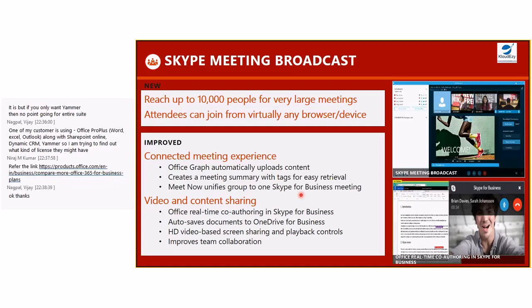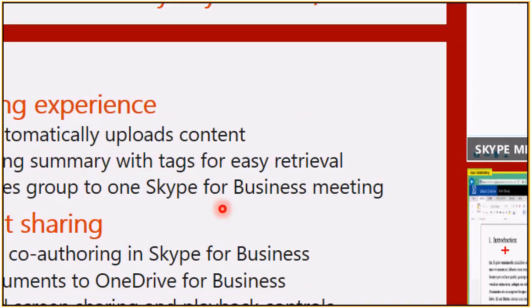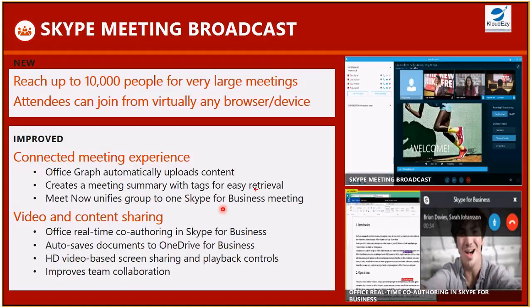I have shown some screenshots, if you can see these. This is a screenshot for co-authoring. This is a screenshot for Skype meeting broadcast. So you can do Skype meeting broadcast and all those things with the help of E5. Okay.